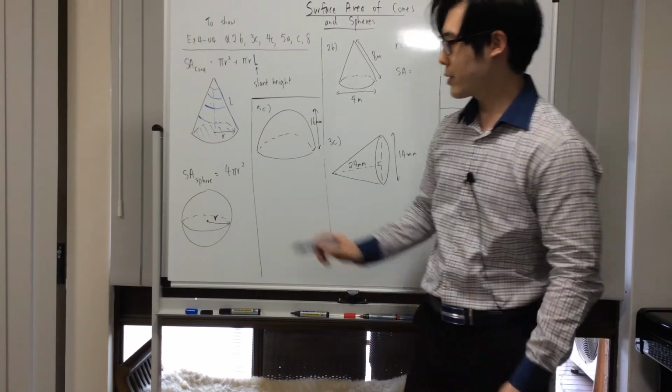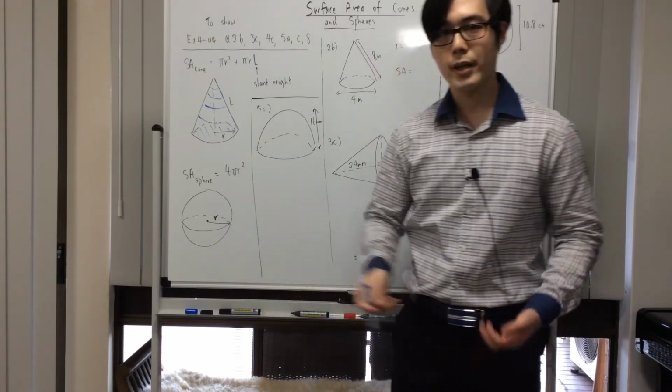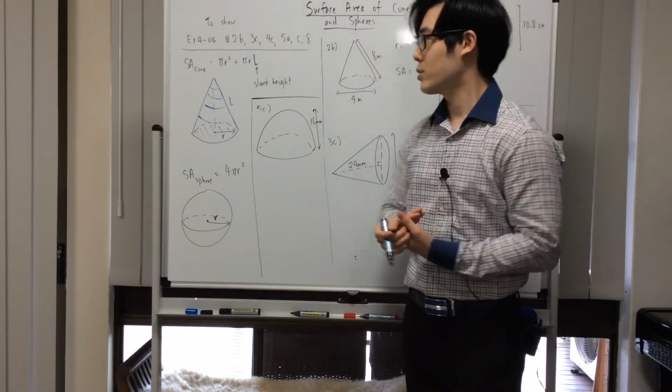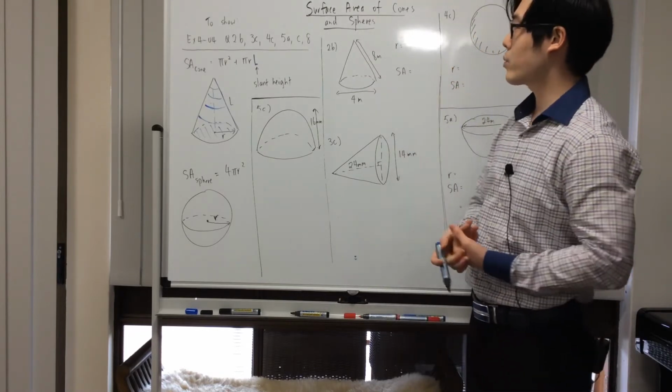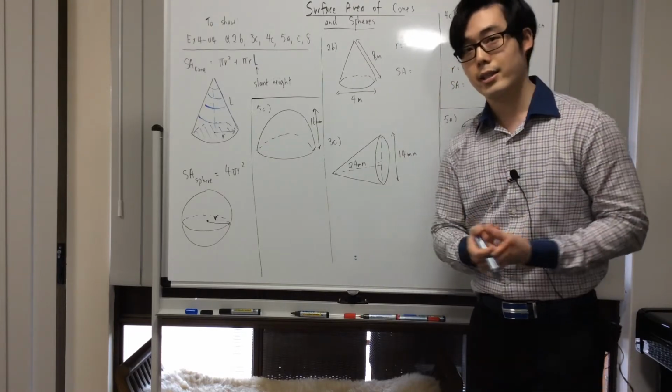So keep that in mind. And then you've got the surface area of a sphere, which is basically 4 pi r squared. Okay, so we're going to try and apply these formulas to a variety of questions here. So let's start with question 2b from your exercise that you actually got to do.